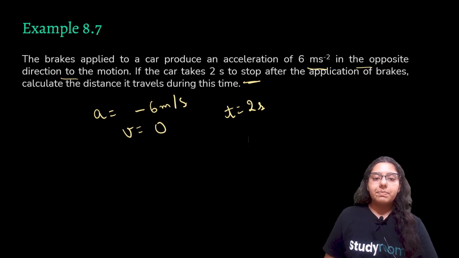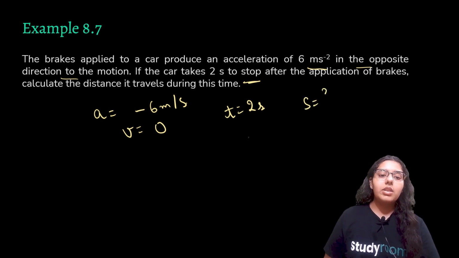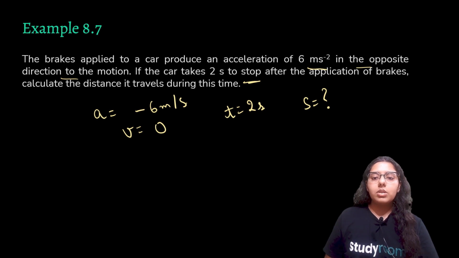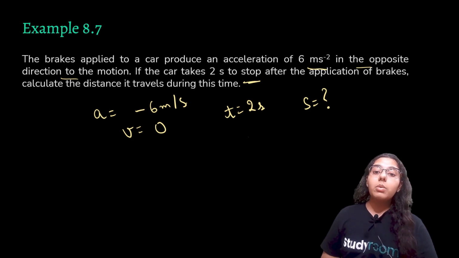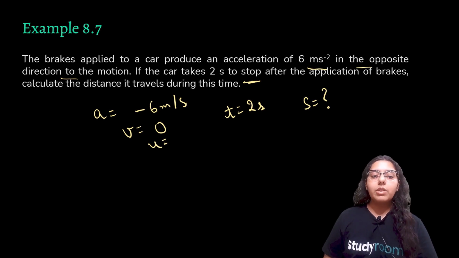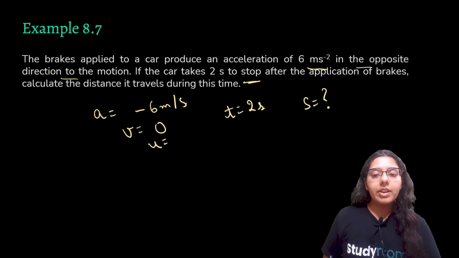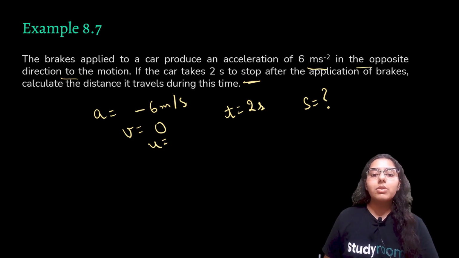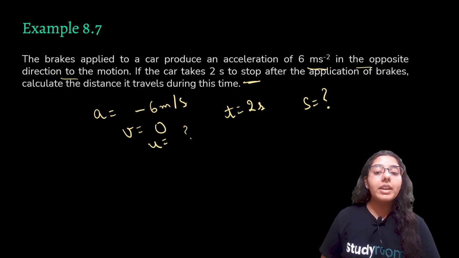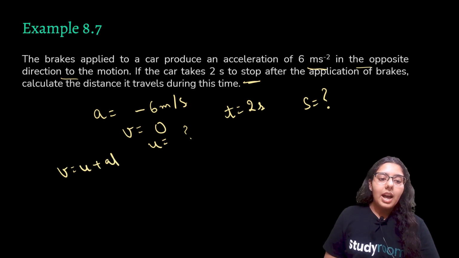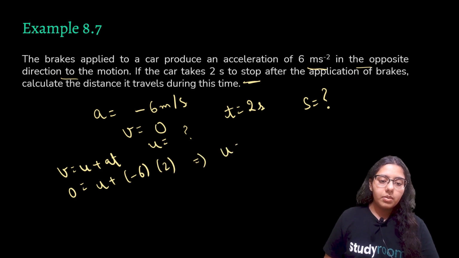Calculate the distance. You have to find s. We don't have any equation of s in which we don't have u, right? So we need u. In s is equals to ut plus half at square we need u, and in 2as is equals to v square minus u square also we need u. So firstly, we'll calculate u. How can we calculate it? Through the first equation of motion. As we know, v is equals to u plus at. So 0 is equals to u plus minus 6 into t. What is t? 2. Which implies u is equals to 12 meter per second.